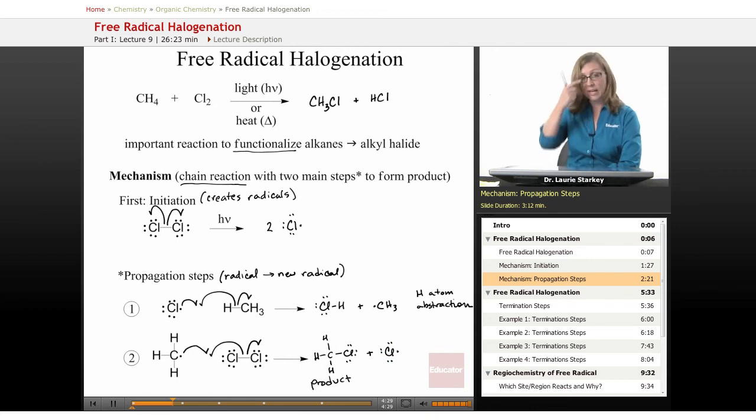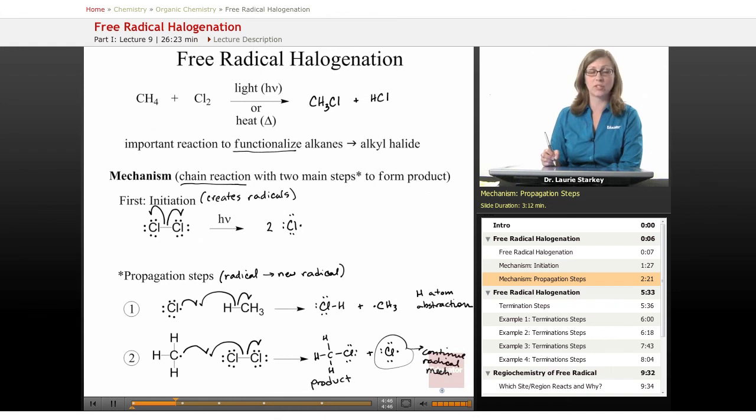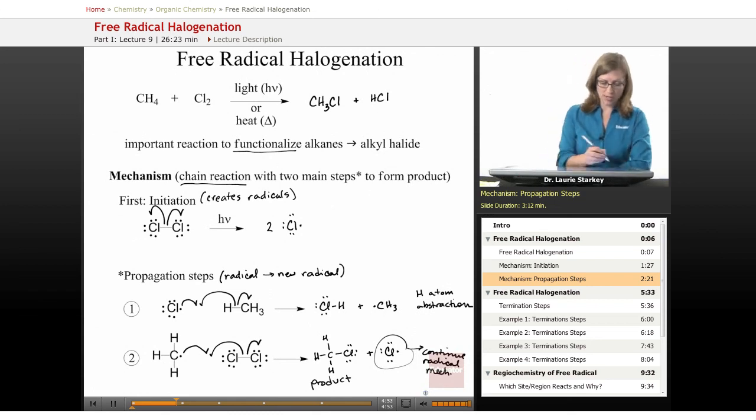And what can that chlorine atom do? That can continue back and attack another equivalent of the alkane. Okay, so this will continue the radical mechanism, the chain reaction. So it's called a chain reaction because as soon as you form just one radical, these propagation steps will go on and on and on.